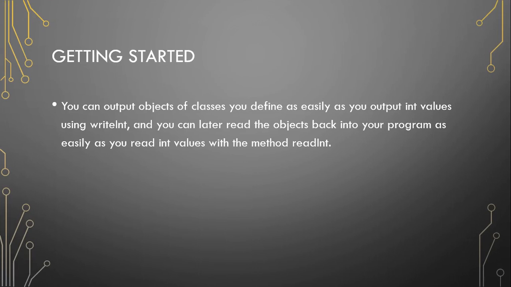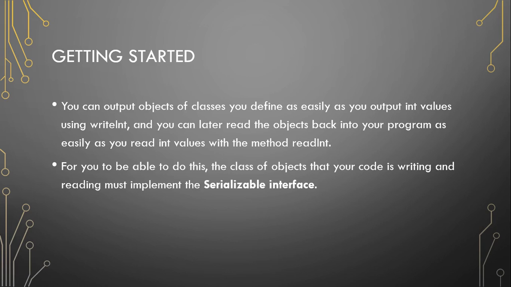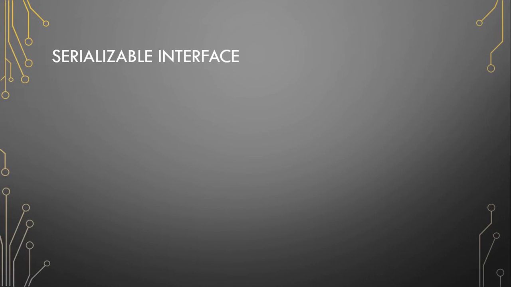So, getting started, you can output objects of classes you define as easily as you output int values using writeInt. And you can later read the objects back into your program as easily as you read int values with the method readInt. And we've seen this in our last two lessons. For us to be able to do this, though, the class of objects that your code is writing and reading must implement what is known as the serializable interface.